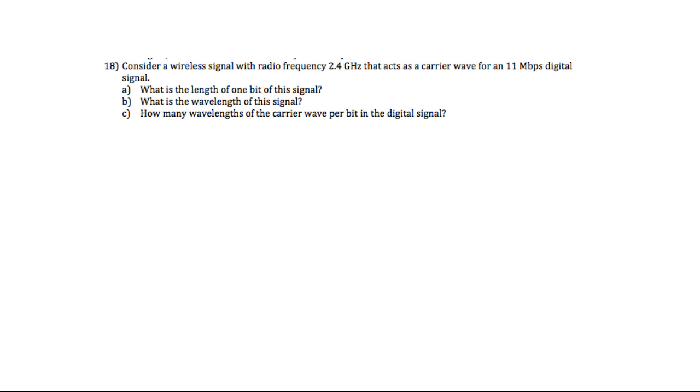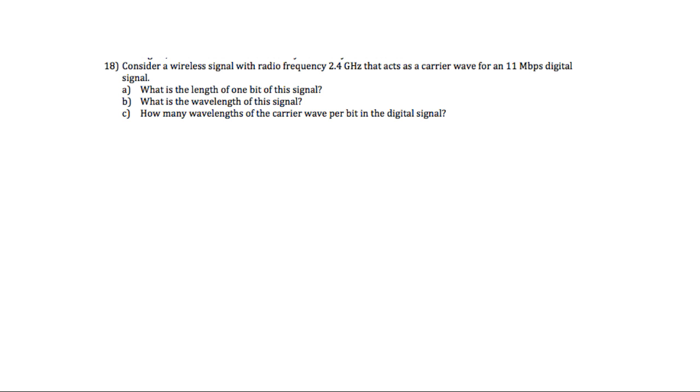Most of our speeds are 54 megabits per second or higher nowadays. But 11 megabits was one of the earlier standards. I think that's 802.11b. And it says, what is the length of one bit of this signal for part A? What is the wavelength of the signal? And how many wavelengths of the carrier wave per bit in the digital signal?